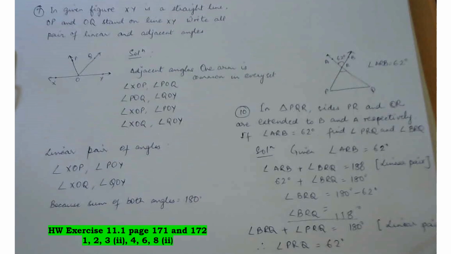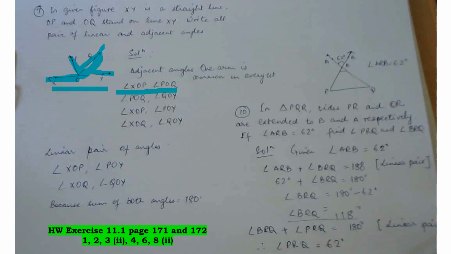Question number 7. In the given figure, XY is a straight line. You can see OP and OQ stand on line XY. Write all the pairs of linear and adjacent angles. Adjacent angles means two angles where one arm is common. So from the given figure, adjacent angles are angle XOP and POQ. Fine, this is one adjacent pair. What is the other adjacent pair? The other is angle POQ and QOY. Then what is the next adjacent pair?